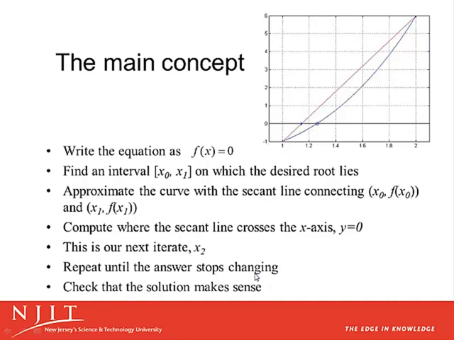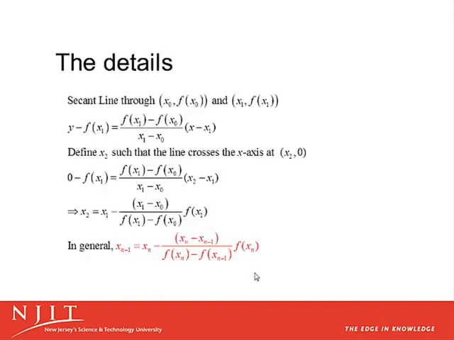We keep the last two values, x1 and x2, then x2 and x3, and so forth. And finally, at the end, we make sure that the answer makes sense, that the y value is close to 0. So it's just like Newton's method, except we're using a secant line instead of the tangent line.